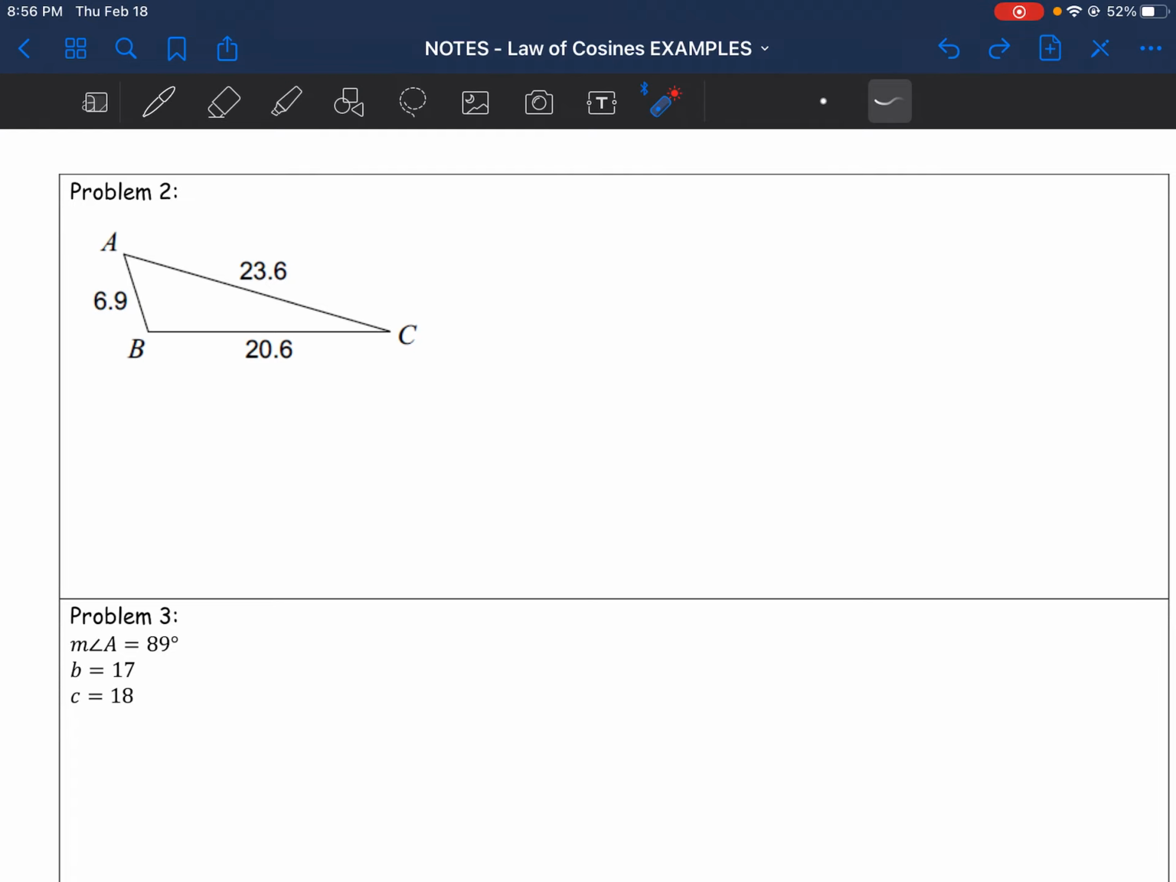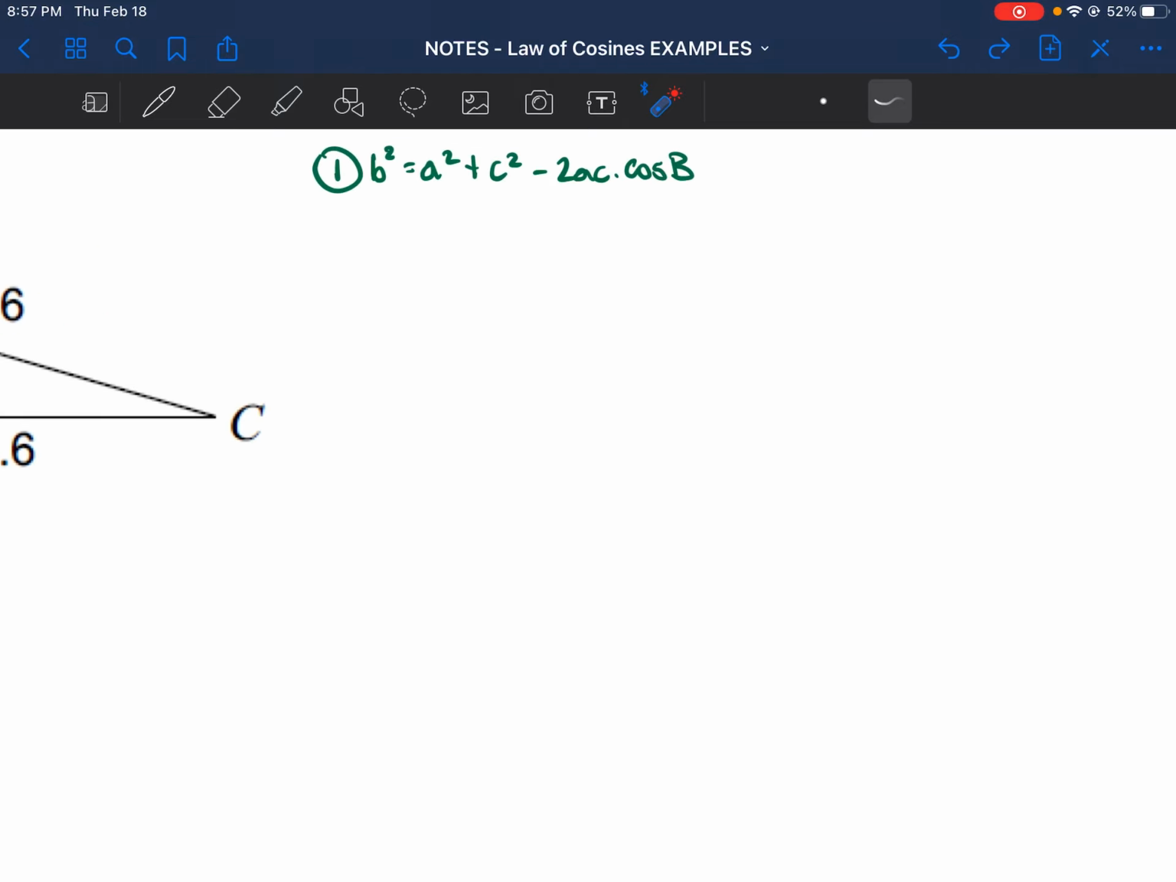In our second example, notice that we have a side-side-side triangle. And we know that with the side-side-side triangle, in order to not run into an ambiguous case, we want to solve the largest angle first, and the largest angle will always be across from the largest side. We can see that the largest side is 23.6, and that's across from angle B. So, first things first, I'm going to go ahead and solve for angle B.